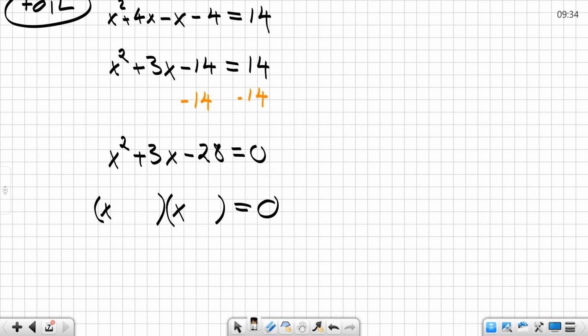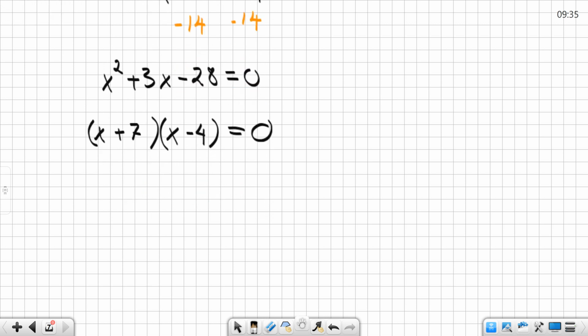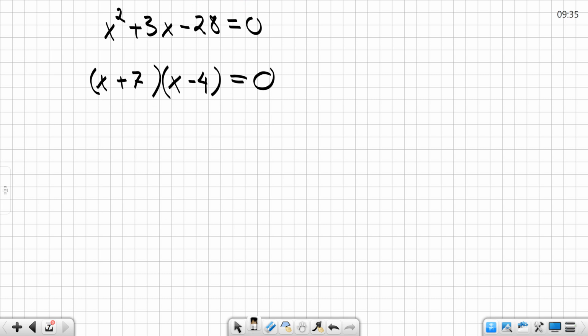Can we find two numbers? I believe we can. 4 and 7 look pretty promising. Positive 7, negative 4. Which one you write first doesn't really matter. X plus 7 times x minus 4. 7 times negative 4 is negative 28. 7x minus 4x is 3x, and x times x is x squared. This works.